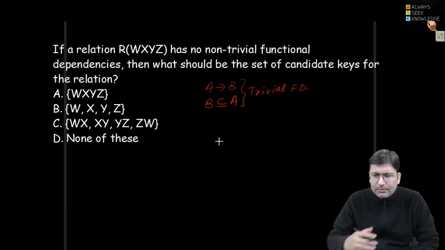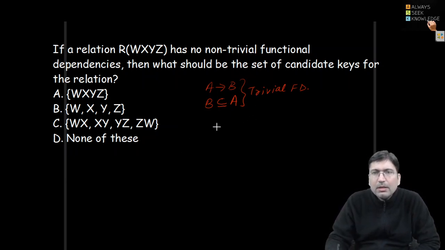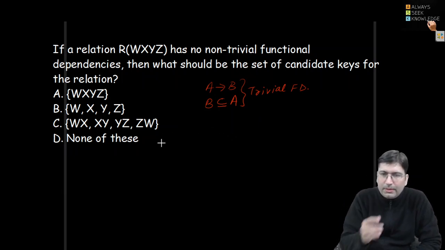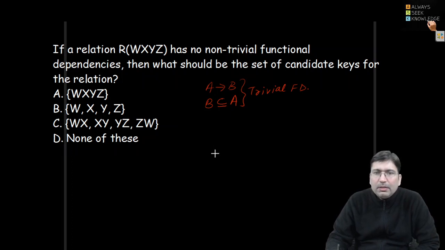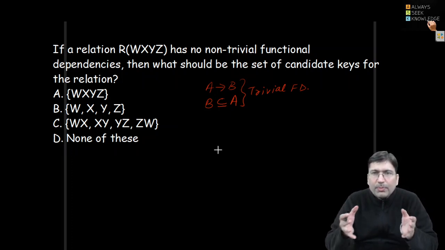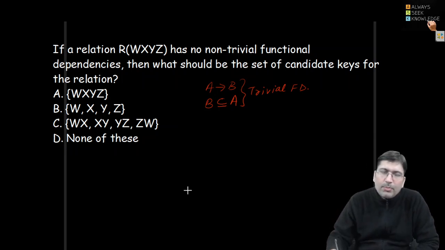Right? But if no non-trivial functional dependencies are given, that means no attribute is capable of deriving or identifying any other attribute. Only the trivial dependencies are there, no non-trivial dependencies. In that case, when we want to set the key, all the attributes of the relation should be part of the key. If all are not part of the key, then we will not be able to find all the attributes of the relation.